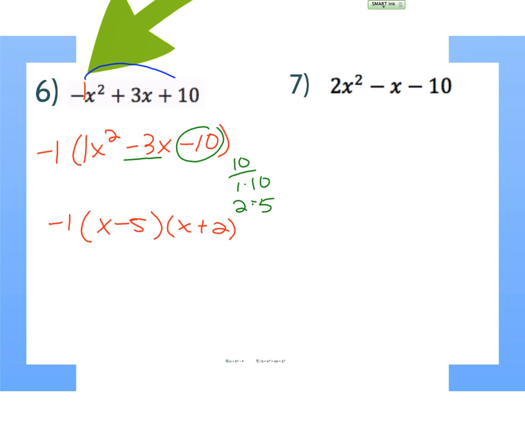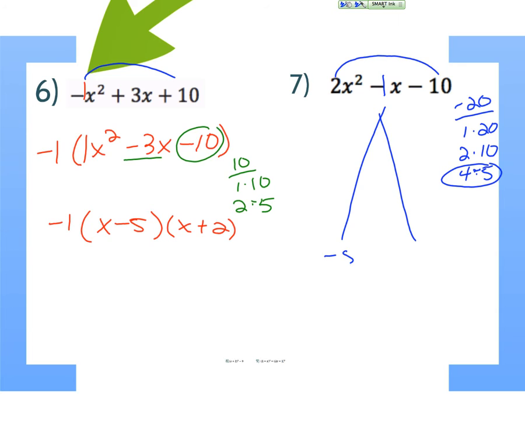Are you guys at the point where you want me to start going through that one right away? Yep, all right. So since I have to factor by grouping, I'm going to multiply, and I've got negative 20. Same thing, I can write those factors down. And then I need factors that will combine to give me a negative 1. So if I use a negative 5 and a positive 4, that will work out there. And bring that stuff down.